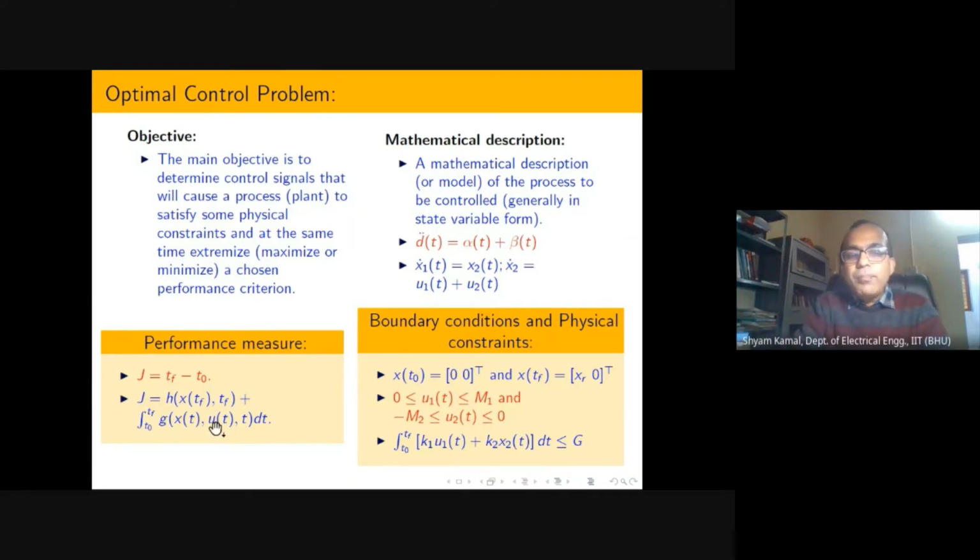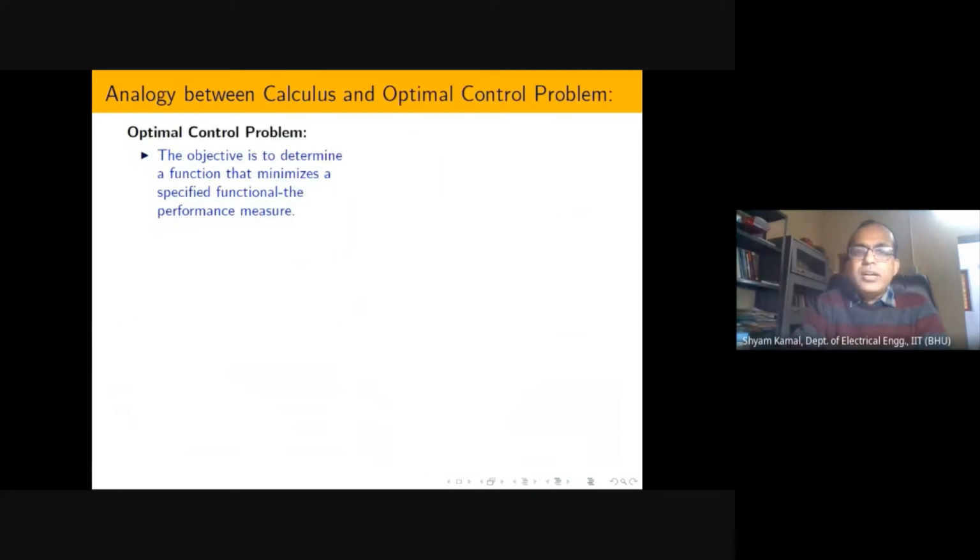So the meaning of functional: whenever we are talking about a functional, I have some kind of real valued function. The argument might be a vector, but whatever the result is, that is some kind of real valued, one dimensional quantity. That is the meaning of functional. And what is our objective? The objective is that I have to define some kind of function.